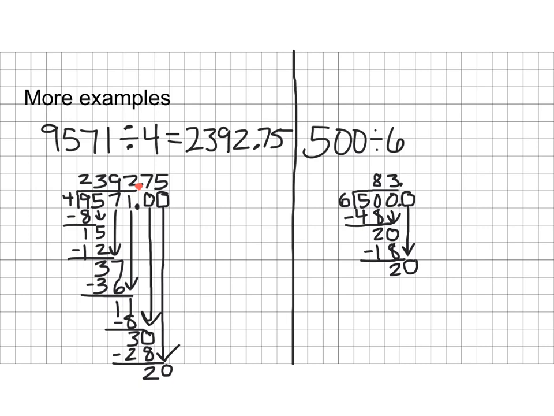Now at this point, you might say, hey, look, we just did this. We just did 6 goes into 20. Well, let's do it again. We get 3. Once again, that gives us 18. We subtract. We get another 2. We put on a 0. We bring down another 0. 6 goes into 20 3 times again.